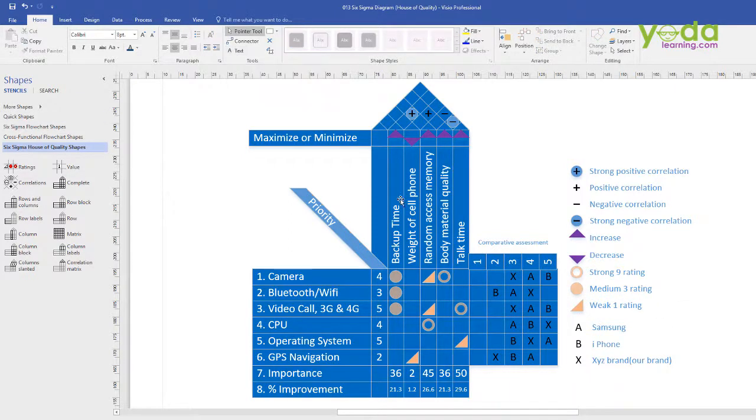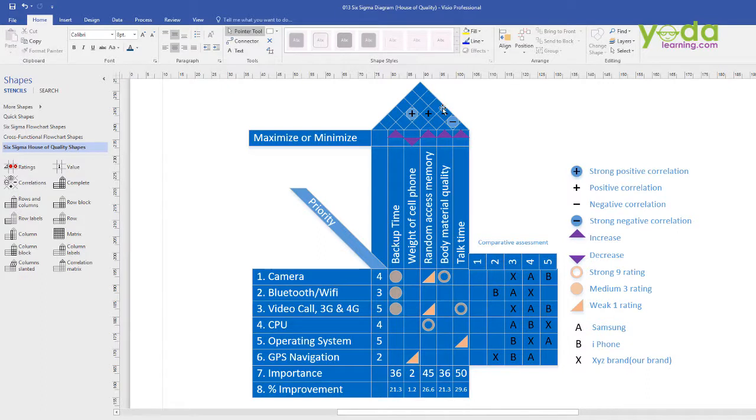The additional features provided by the cell phone are backup timing for the battery, weight of the cell phone, random access memory or RAM, body material quality, and talk time. These are the additional features provided by the cell phone. At the top is the maximization and minimization. It means what needs to be increased by the company and what is to be reduced by the company so that they can provide better quality. As we can see here, backup timing of the battery should be increased, or rather it is preferred to be increased. The weight of the cell phone has to be decreased, and so on and so forth.